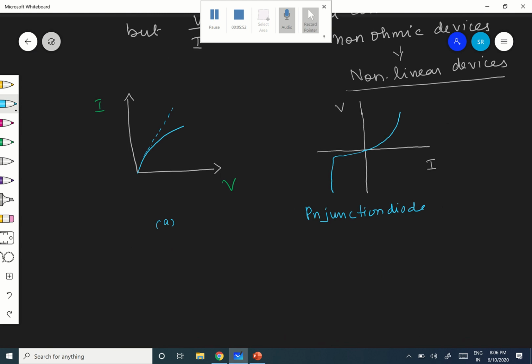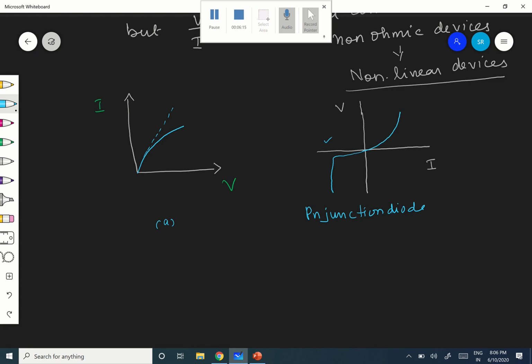Here V has a negative value, so the relation between V and I depends on the sign also. Here it is negative, here it is positive. Therefore, this is non-linear. On seeing that, you can definitely say that this is a non-linear device.